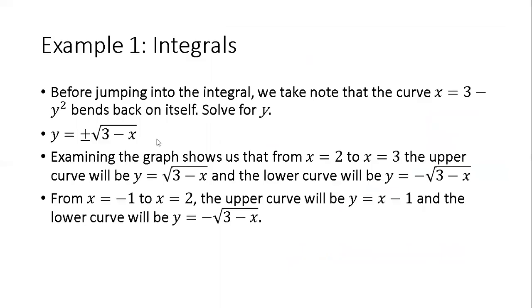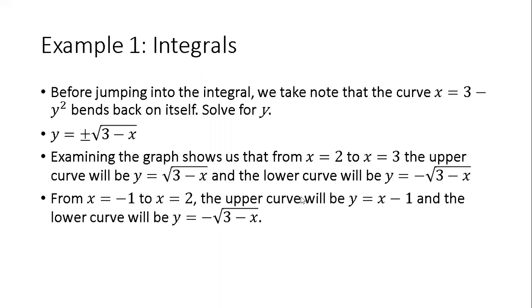Before jumping into the integral, we take note that the curve x equals 3 minus y squared bends back on itself. So when we solve for y, we need y equals plus and minus the square root of 3 minus x. Examining the graph shows us that from x equals 2 to x equals 3, the upper curve will be y equals square root of 3 minus x. The lower curve will be y equals negative square root of 3 minus x. From x equals -1 to 2, the upper curve will be y equals x minus 1, and the lower curve will be y equals negative square root of 3 minus x.